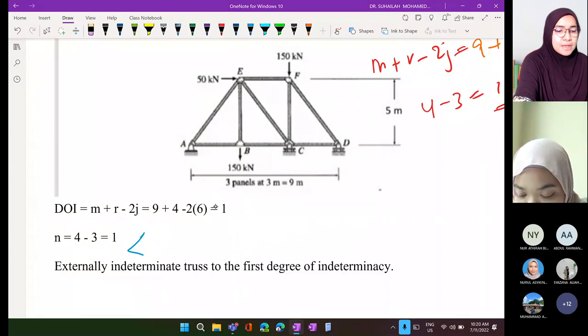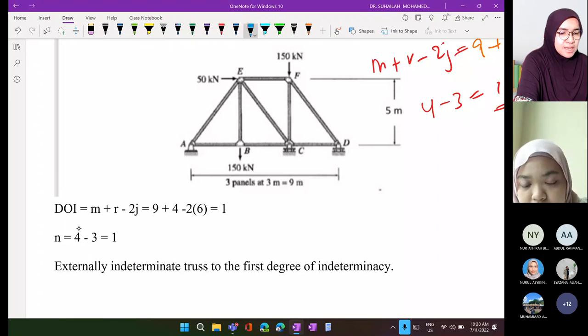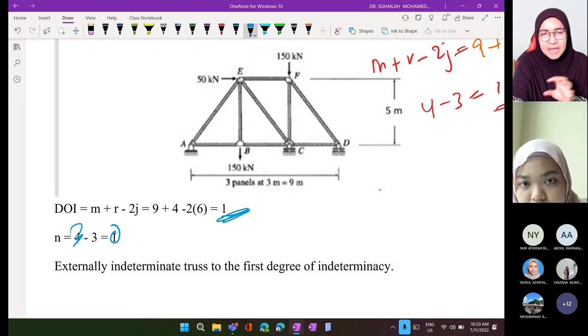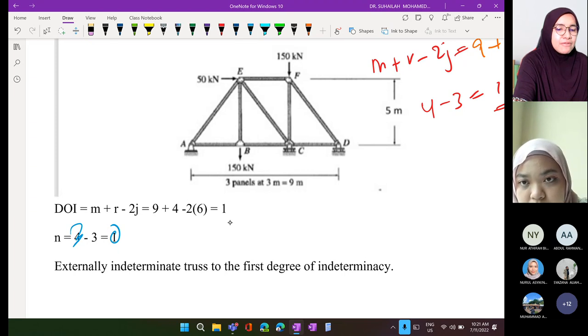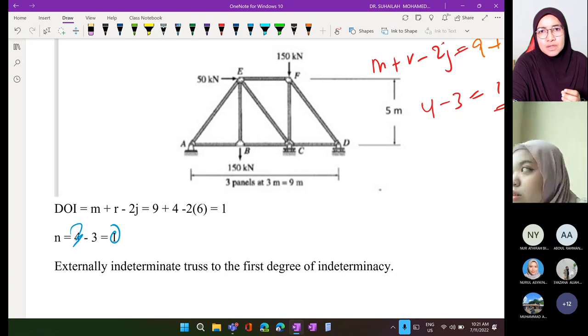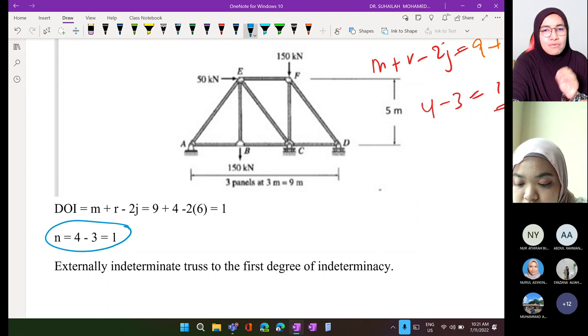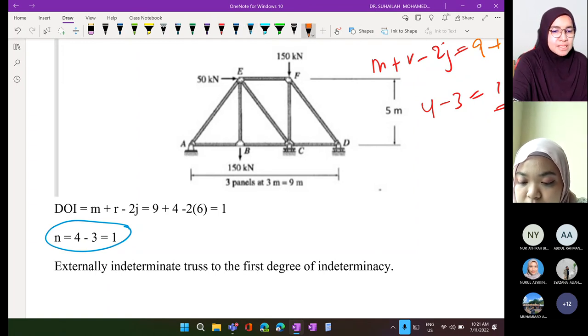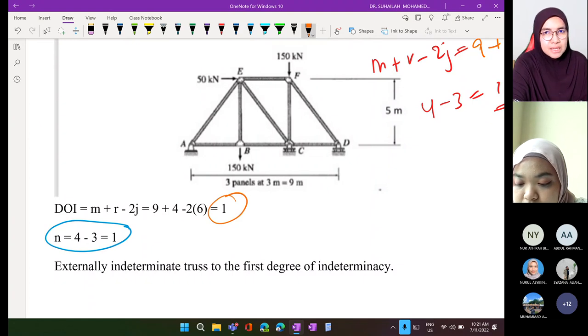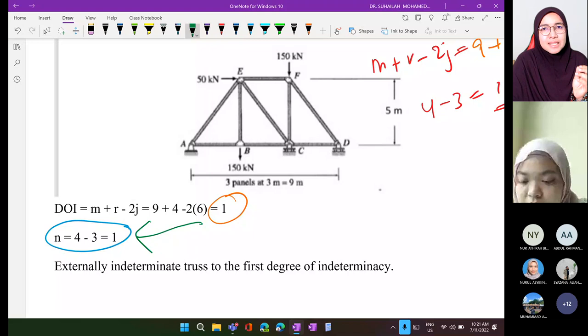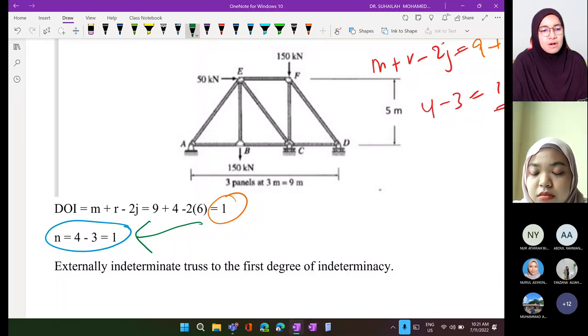If, for example, we calculate and find that this one is equal to 0, let's say 3 minus 3, we get 0. Then the one that we get when we calculate the degree of indeterminacy would belong to member force, because we can have member force as redundant as well. But in this case, when we check, 4 minus 3 is equivalent to 1. So automatically, this value 1 that we get from the degree of indeterminacy, M plus R minus 2J, belongs to this. It means that it is an externally indeterminate truss to the first degree of indeterminacy.